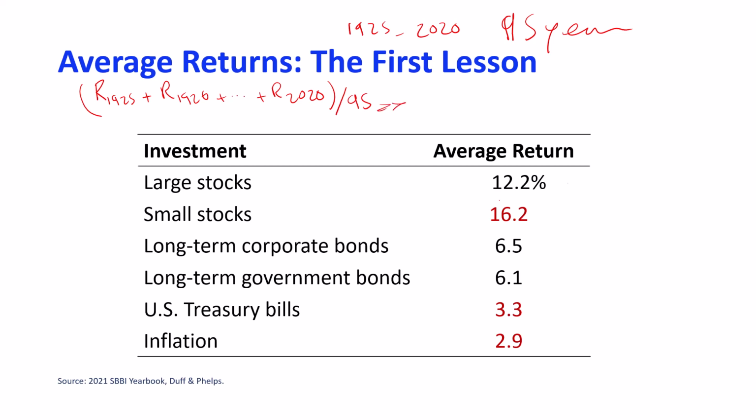So if you do this, if you add all 95 returns, you get 1155 divided by 95, you should be getting 12.2%. So this arithmetic average is basically telling you that if you pick a year at random out of this 95-year period, your best guess for the return in that particular year is going to be 12.2%.